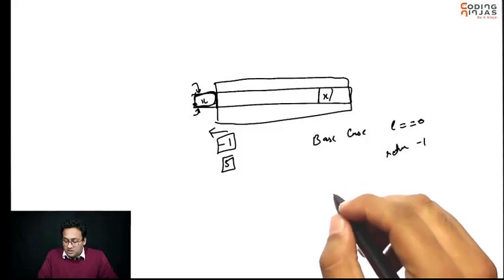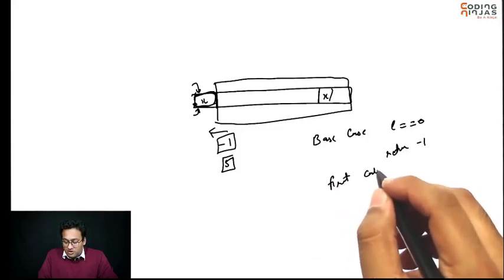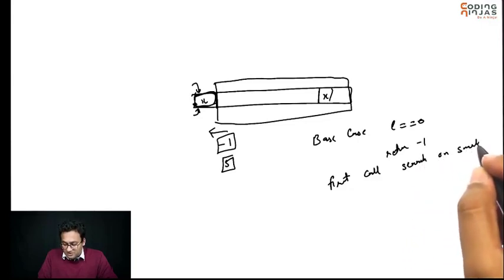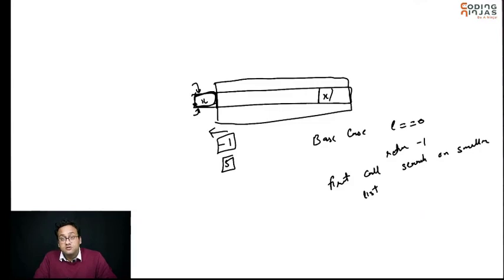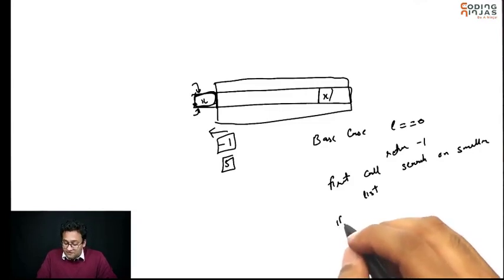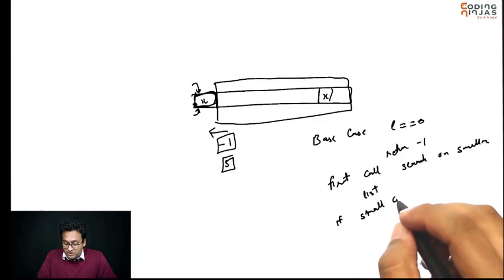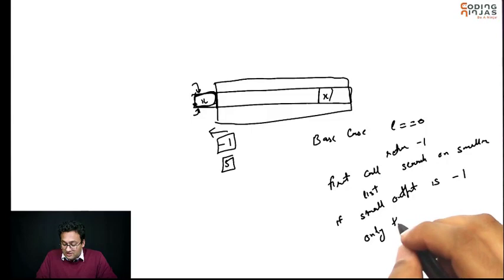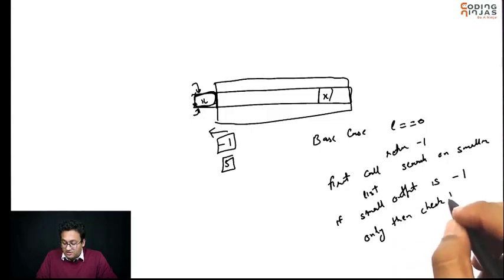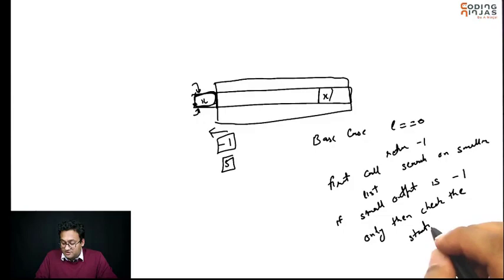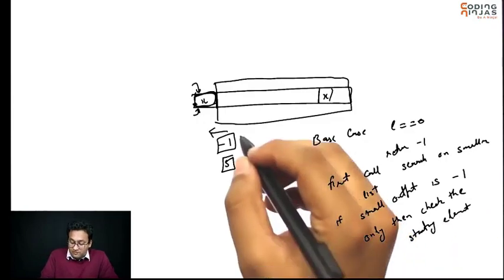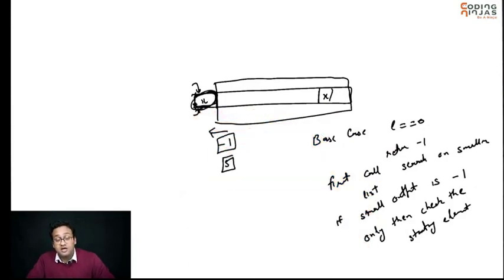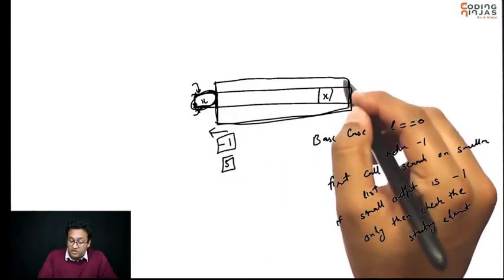Step, first call search for last index on the smaller list. If the small output is -1, only then check the starting element. So we'll first call on this. If this returns -1, only then we will check here. Otherwise, we'll return whatever is the output from here.